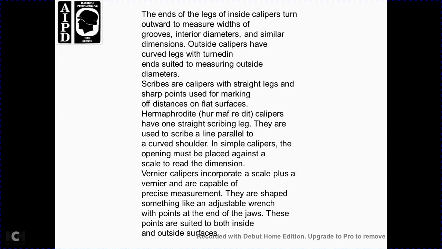Observe that scribers are calipers with a straight leg with sharp points for marking off distances on a flat surface. The hermaphrodite caliper has one straight leg for scribing and one curved leg, and can scribe lines parallel to a curve.